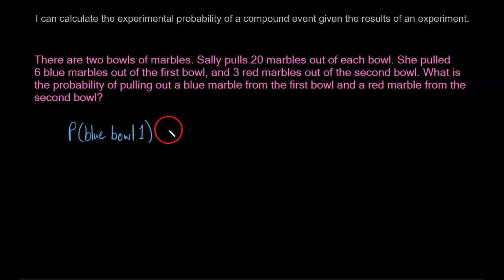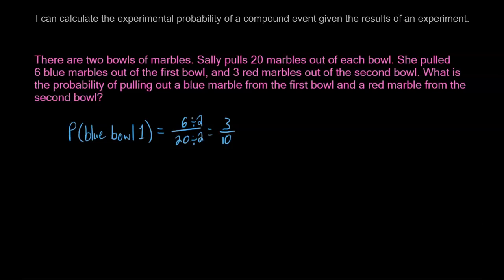And the probability of a blue marble from bowl 1, well, that was 6 blue marbles from the first bowl, so 6 favorable outcomes. And she pulled 20 marbles from each bowl, so 6 out of 20. And we can go ahead and simplify this. 6 over 20, each can be divided by 2. So we divide both of these by 2, which would give us 3 over 10. So 3 over 10 would be our probability of pulling a blue marble from bowl number 1.